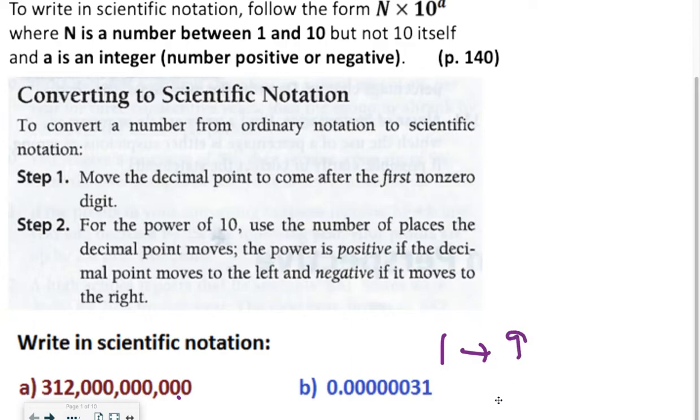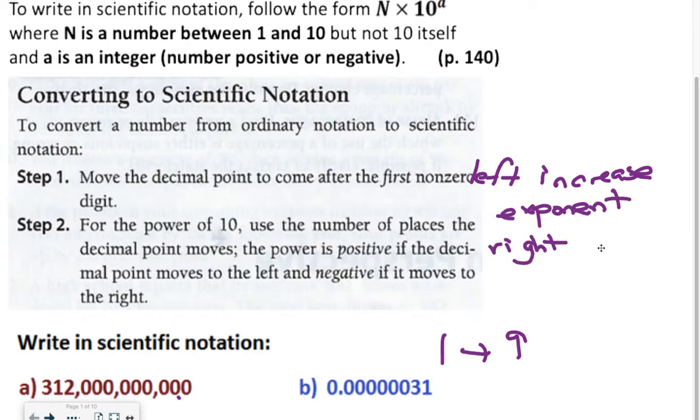If we are moving to the left, when converting from decimal to scientific, our exponent will increase. This is a very, very important rule. So left will increase. I'm going to make a note of that over here. And if we move to the right, our exponent will decrease. Decrease doesn't necessarily mean negative. Decrease means that it's going to become a lesser value or less in value.